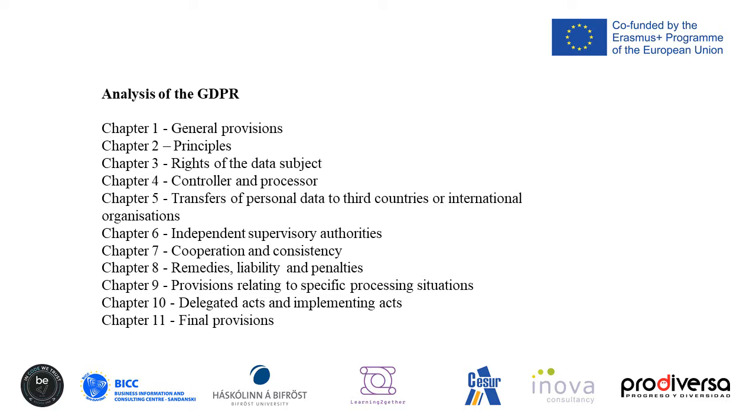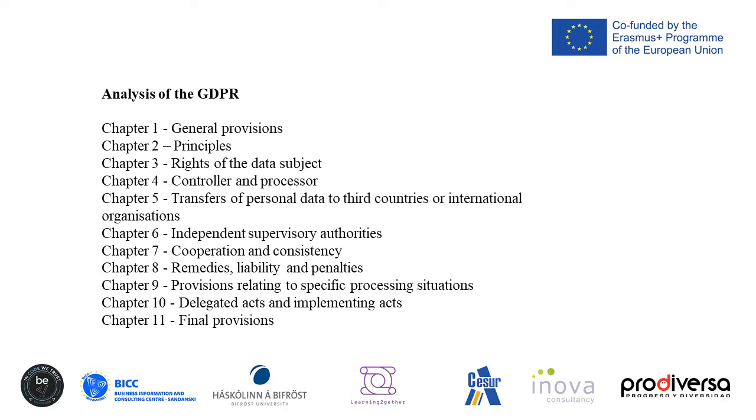So the first chapter is General Provision. This chapter discusses the aim of the regulation, the scope of the regulation, that means where it applies and where it doesn't apply, and essential definitions. Second chapter is about principles. In this chapter, it outlined the roles of processing and protecting personal data.